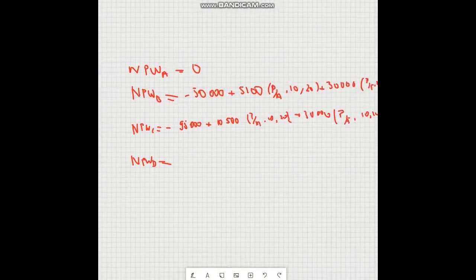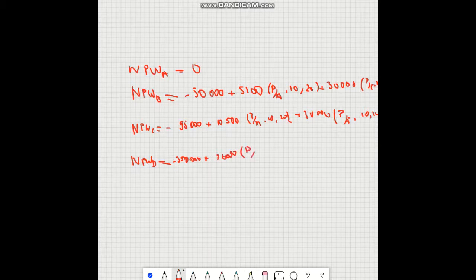Okay, let's write it down. So it's going to be minus 350,000 plus every year he's going to get 36,000, P over A, the same coefficient as above, and at the end he's going to get 150,000, again P over F, 10%, 20 years. Okay, let me calculate and come back.